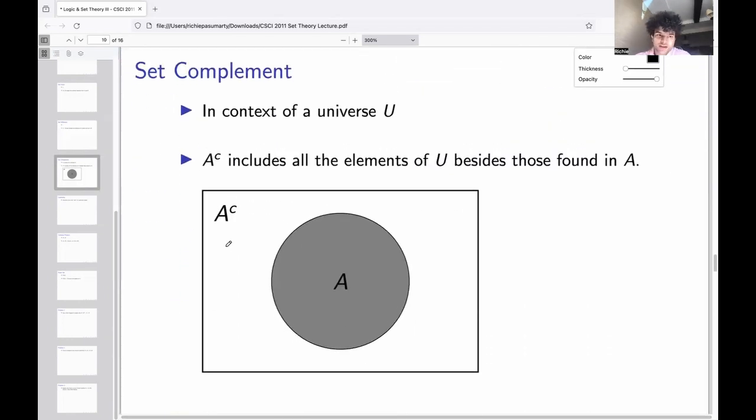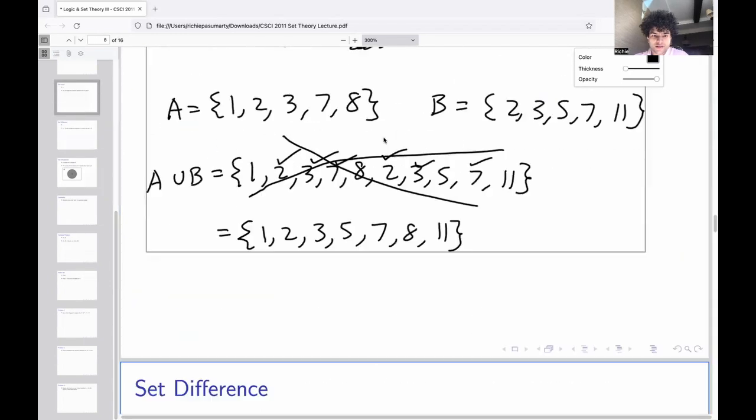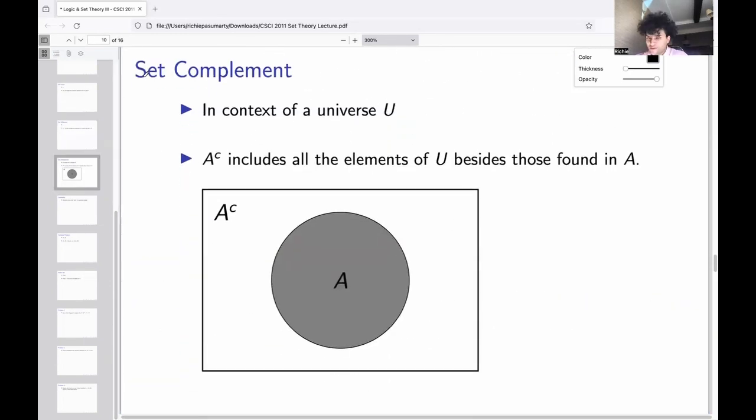All right, now I can also take the complement of a set. So this is in the context of a particular universe U. So this box you can imagine is our universe U. And this shaded region, this shaded circle is our set A. So everything outside of this circle is A^C, A complement. Again, the way I read this is A complement.